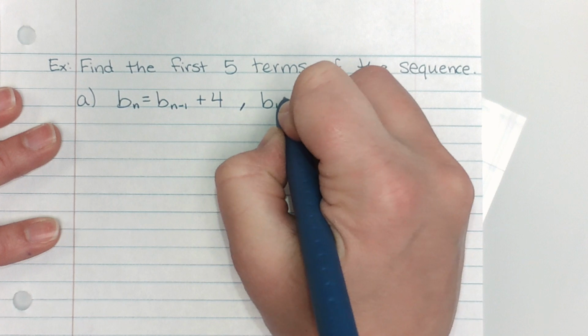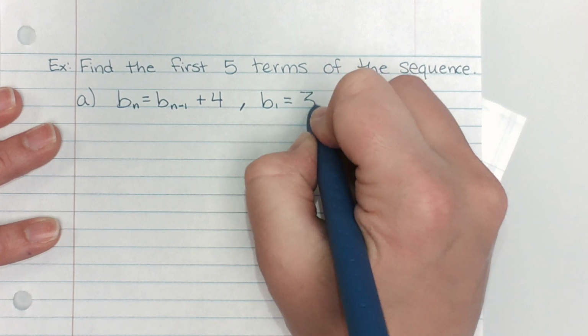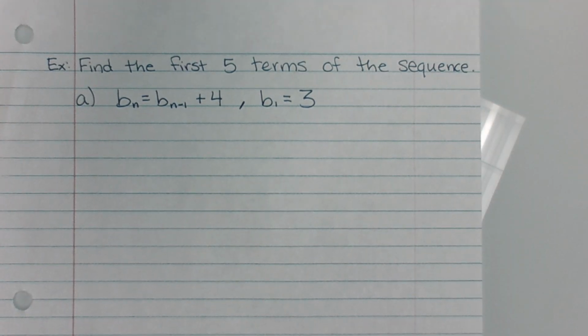And then a recursive formula will also always need to tell you where to start. So it's always going to give you a sub 1. Sometimes a sub 1 and a sub 2, depending upon the situation. Since this one's b sub things, it's giving you b sub 1.